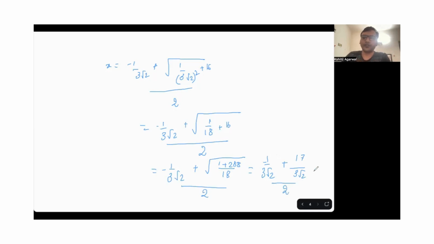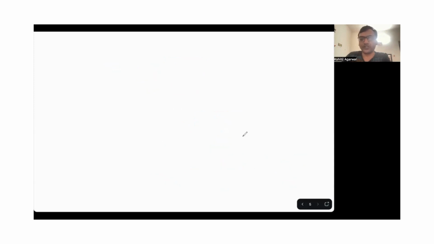Now what we can observe is that 17 minus 1 is 16. This whole numerator becomes 16 upon 3 root 2, and this is divided, so I just write x is 16 upon 3 root 2 into 2. This again cuts, so my x becomes 8 upon 3 root 2. I got my x value.